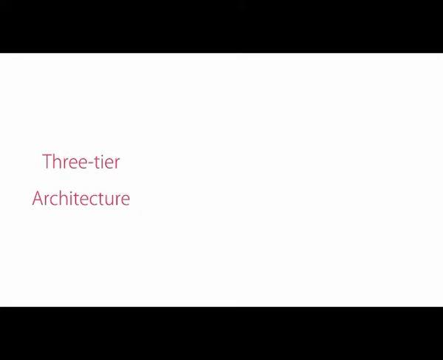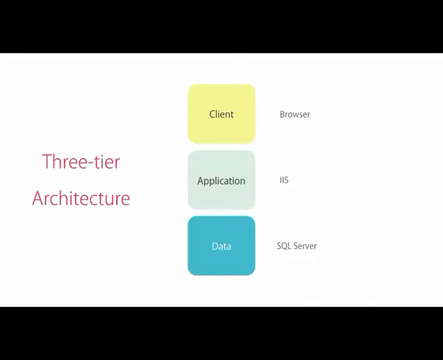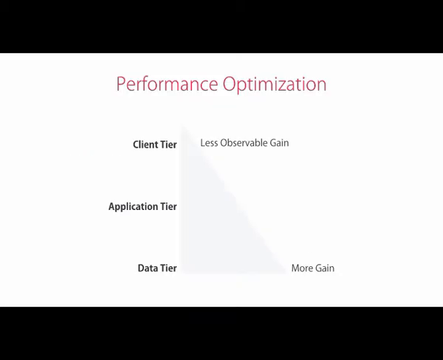Now, in regards to web applications, most web applications follow a three-tier architecture. What is a tier? It's where your code runs. So we have the data tier, which is where our database and queries reside. We have the application or middle tier, which is where we have a web server hosting our application. And we have the client tier, which is the client's computer, and here we have the front end of our application running in a browser. Generally speaking, most of the performance bottlenecks are in the data tier. So optimizing performance at this level will have the most gain. And as we move towards the client tier, our optimizations will have less observable result.